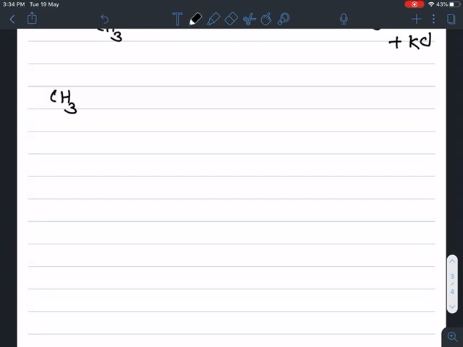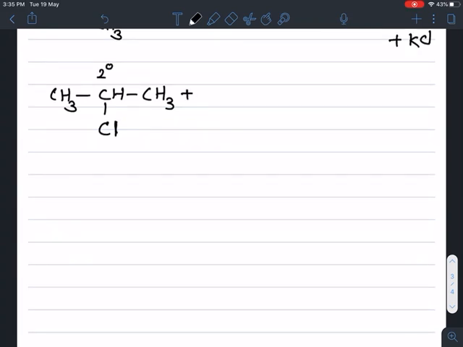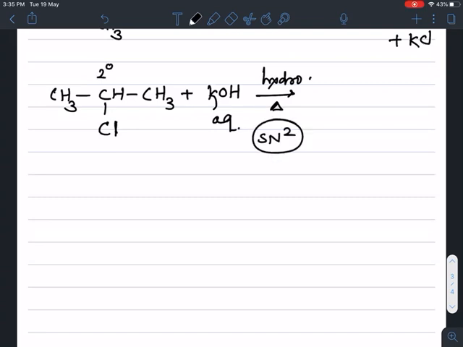So CH3, CH, Br or Cl, any halide is there, CH3. To the secondary carbon atom, Cl is attached, so its name is secondary propyl chloride or isopropyl chloride. When it is treated with strong aqueous KOH, it undergoes hydrolysis, and which type of reaction mechanism does it show? It proceeds by the SN2 reaction mechanism, and what is the product?